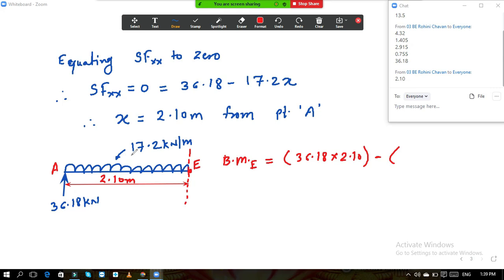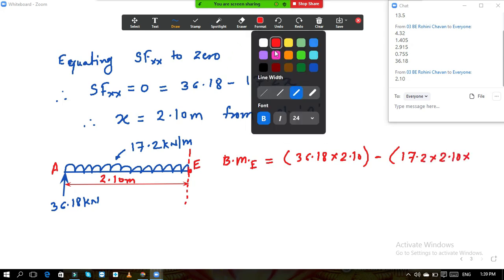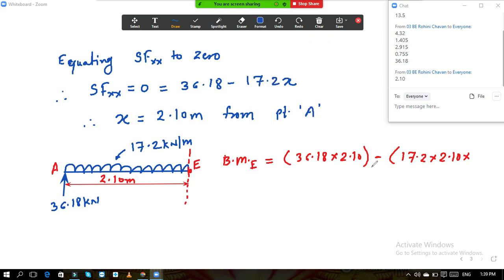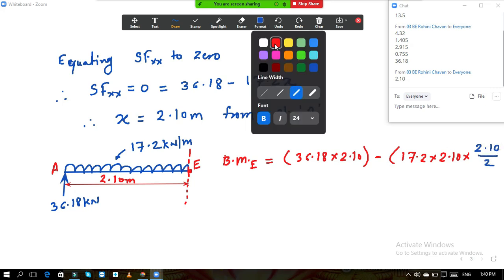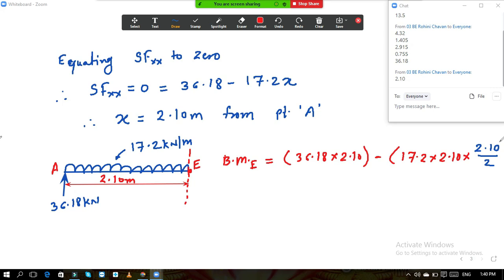So first of all, convert this UDL into the point load. So 17.2 into 2.10. This is the conversion into the point load. Now this load will act at the center. So the distance from point E we need to calculate, as we want the bending moment at point E. So it will be 2.10 divided by 2, as it is acting at the center.